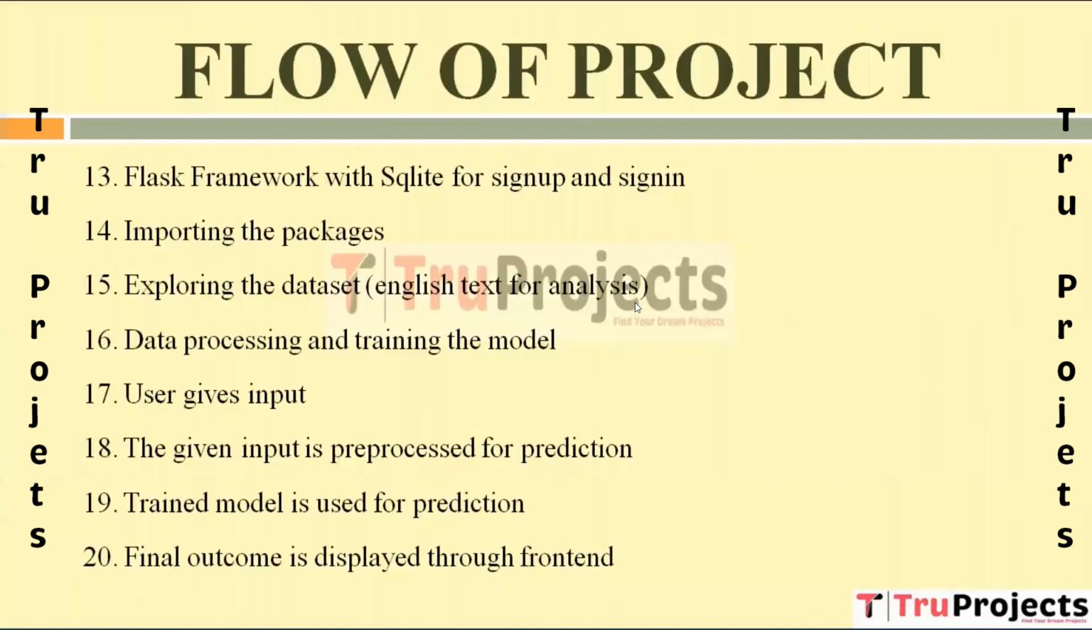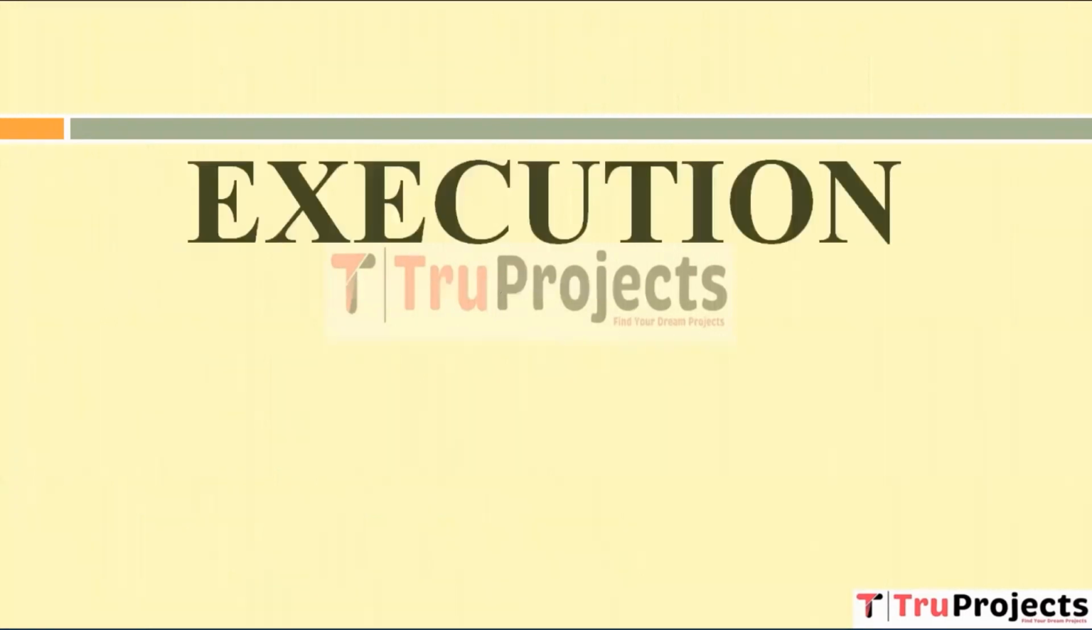This may involve cleaning, vectorization or other necessary transformations. Then we have trained model is used for prediction. The pre-processed user input is fed into the trained machine learning model to make predictions or classifications based on the learned patterns. And the last one here we have final outcome is displayed through front end. The results of the model predictions are presented to the user through the front end of the web application, providing a user interface for interaction and interpretation of the model's output.